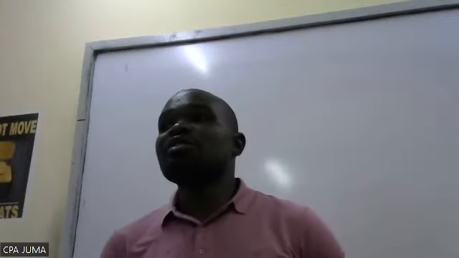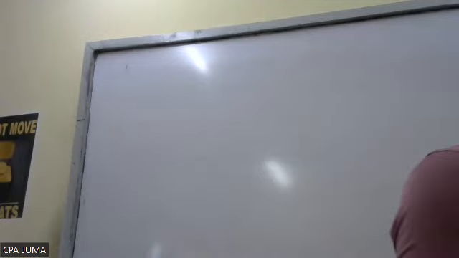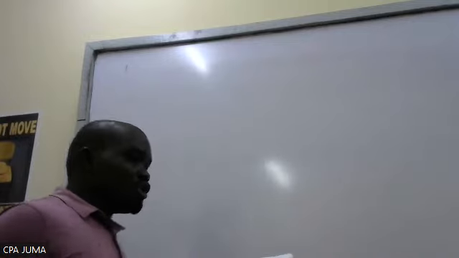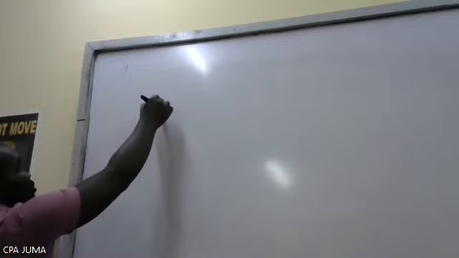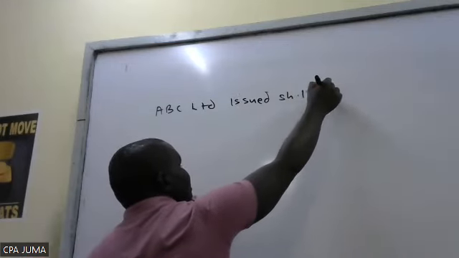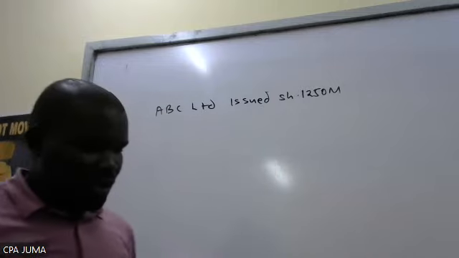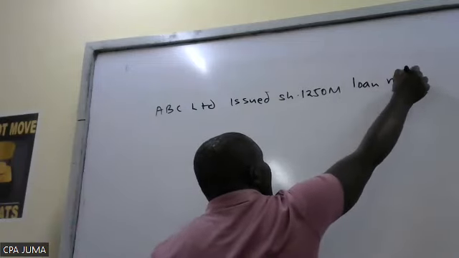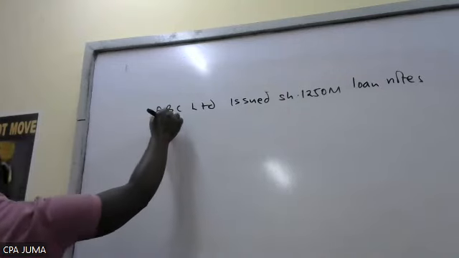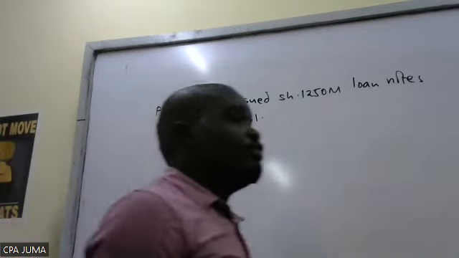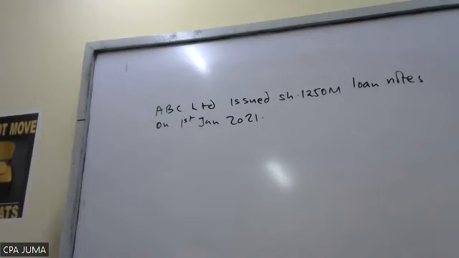So illustration, you say ABC Limited issued shillings 1250 million loan notes on 1st January 2021.